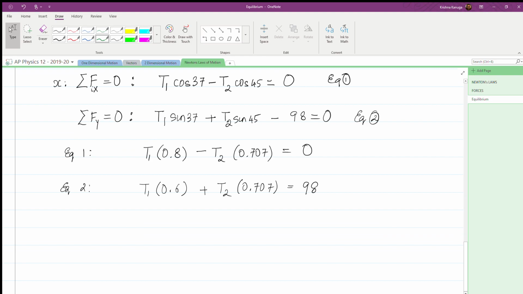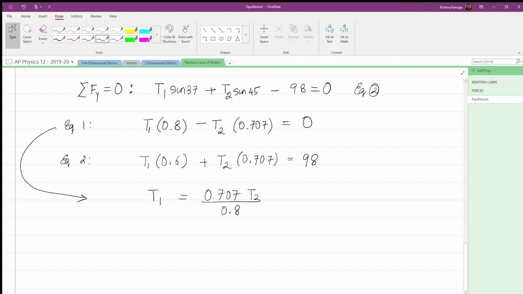So I'm just rewriting the two equations. Now, basically, we have two equations and we're trying to solve them for the two unknowns. So we could choose to eliminate either T1 or T2. In this case, I'm just choosing to eliminate T1 from my equation. So from the first equation, we can rewrite T1 as 0.707 times T2 all over 0.8. You can calculate this, but I'm just going to move on to the next line and then you guys can finish the calculations.